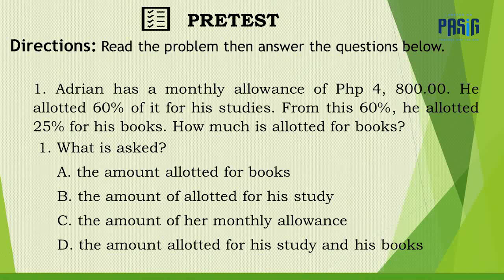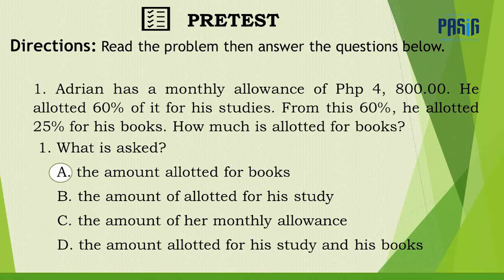Number 1. What is asked? A. The amount allotted for books. B. The amount allotted for his study. C. The amount of her monthly allowance. Or D. The amount allotted for his study and his books. Correct. The answer is letter A. The amount allotted for books.